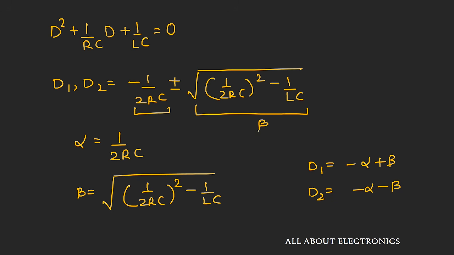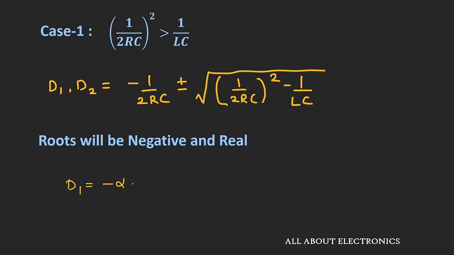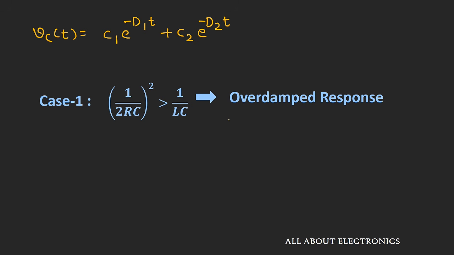So now let us once again see the four different cases. In the first case, let us assume that this (1 over 2RC) whole square is greater than 1 over LC. So once again we will have real as well as negative roots. So we will get d1 as minus alpha plus beta and d2 as minus alpha minus beta, where alpha is 1 over 2RC and beta is this whole term. And if you see the solution, this Vc of t once again can be given as C1 into e to the power minus d1t plus C2 into e to the power minus d2t. So for the first case, once again it is a case of an overdamped response.